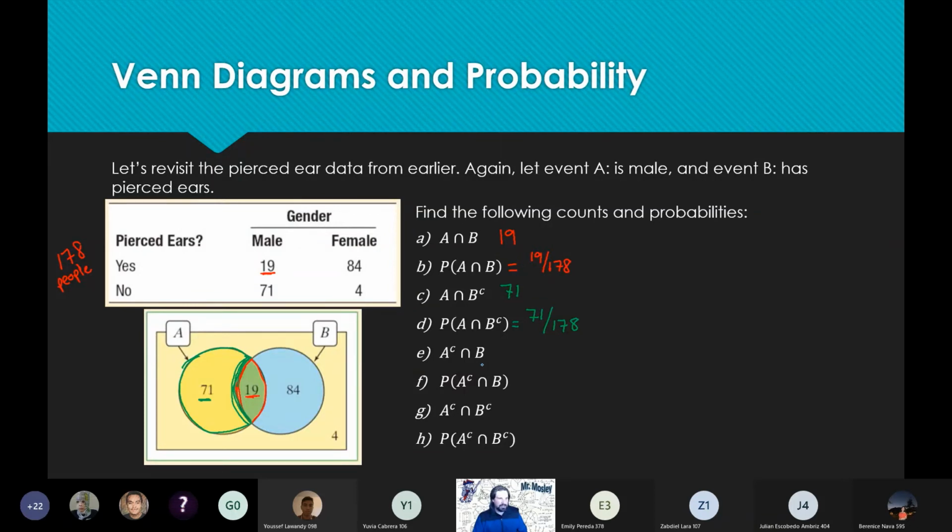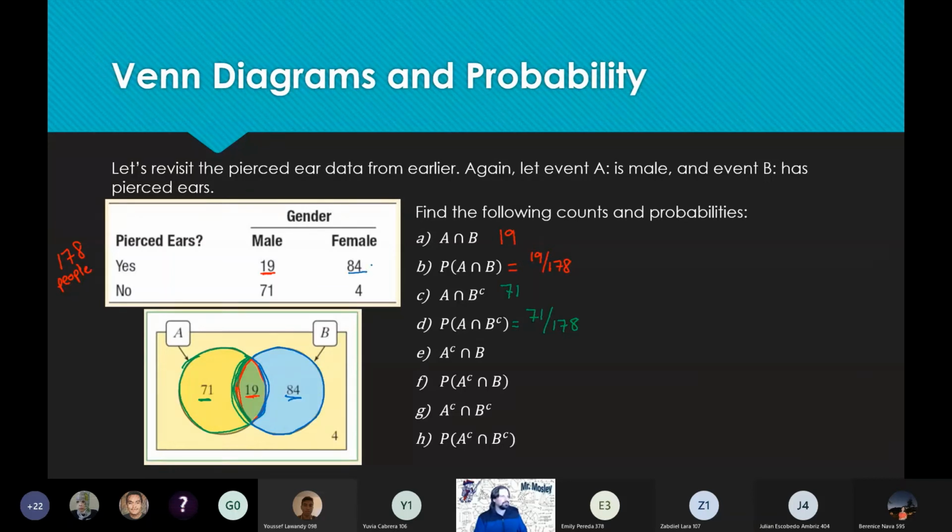All right, so then next we have A complement and B. If we're looking at A complement, we need to look at everything that is not in A. So that includes the 84 from B that's not in A. Again, leaving out that 19, and considering everything in B, not in A. And again, we have this little 4 over here. However, that 4 is not in B as well, so it can't be counted. So that leaves us with just the 84.